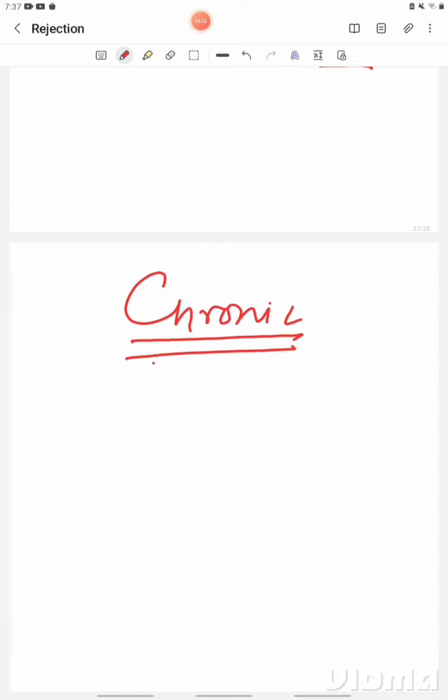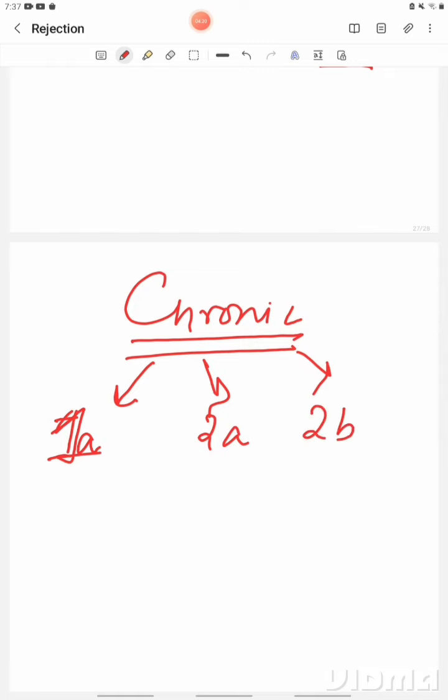Same is the case with the chronic, based on the presence of fibrosis: 1, 2A, 2B. Up to 25%, greater than 25%, and complete IFTA.